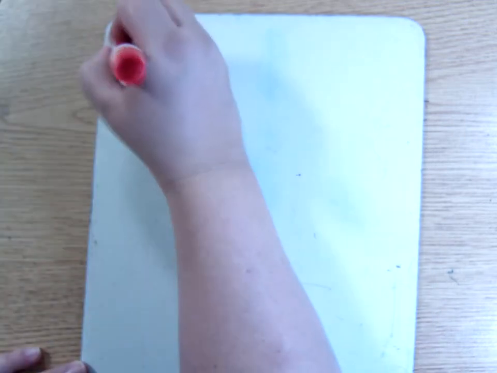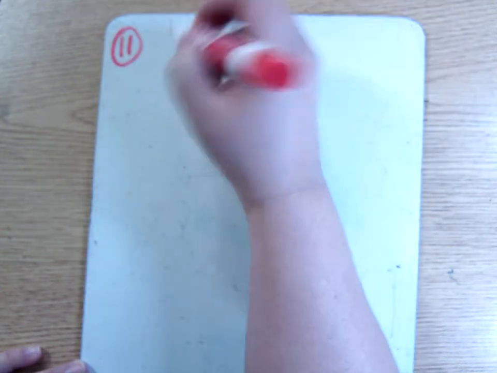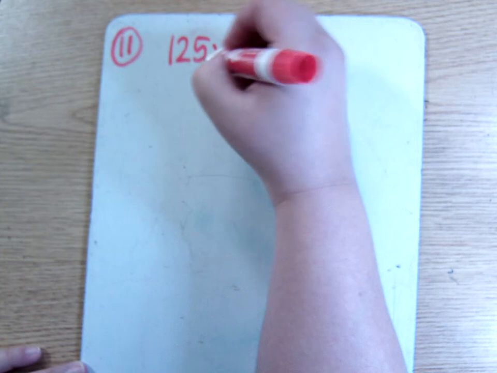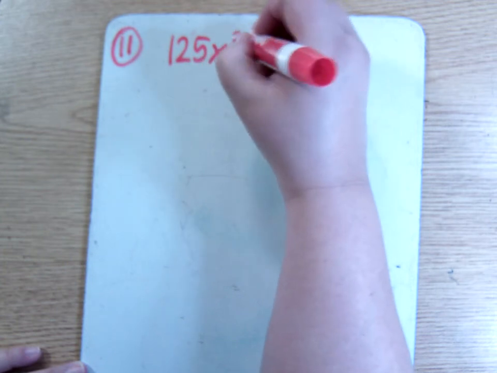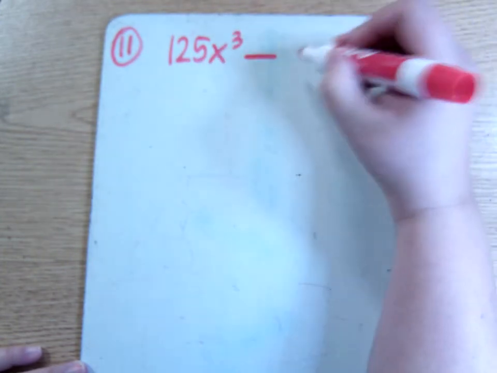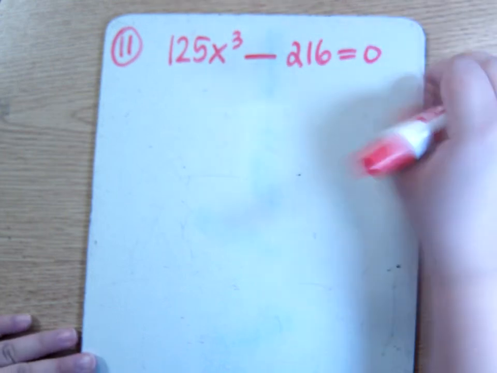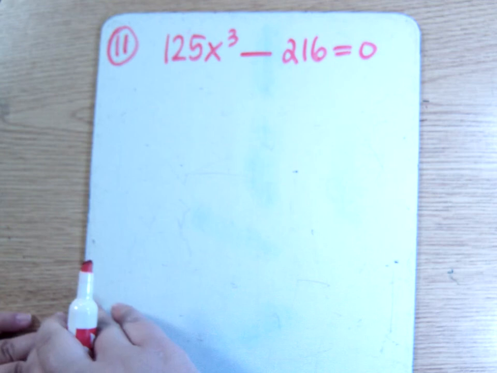Okay, so 11, 12, 13, we are factoring and solving. 11, this looks like the difference of cubes to me. The reason I'm thinking that is because I have two terms. They have a minus between them. And I see a cubed. So I'm going to double check that.